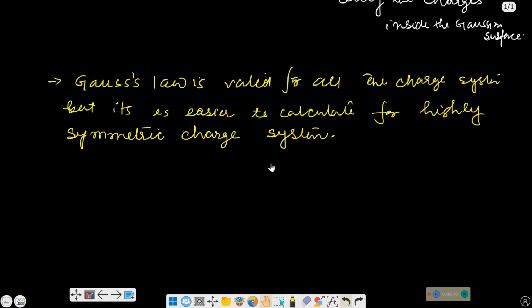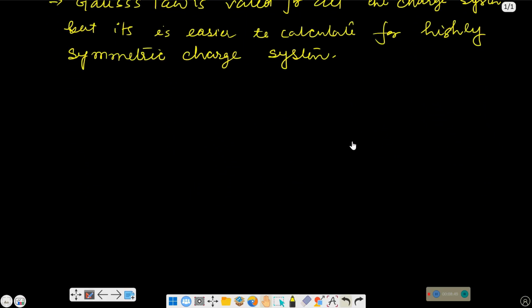Now let me write the Gauss law again. This is our Gauss law, integration E dot ds, for the closed surface, equal to Q in by epsilon naught, where E is the electric field due to all the charges present inside and outside the Gaussian surface. But on the right hand side, for Q in, we need to take into account only those charges which are inside the Gaussian surface.